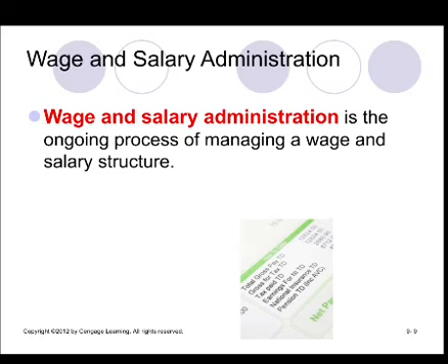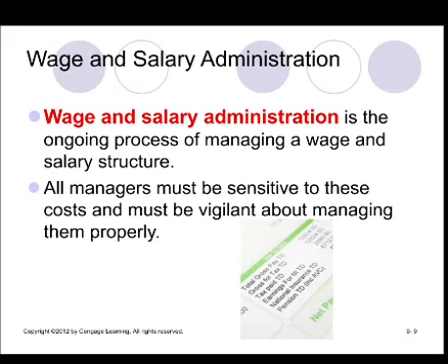Wage and salary administration is the ongoing process of managing a wage and salary structure. All managers must be sensitive to these costs and must be vigilant about managing them properly. You cannot just say, okay, 20,000 ang sweldo mo, okay na yun. No. Actually, the school will check what's the normal rate, what's the market rate of the job, and then we'll check if we could provide more or less, or if we could be competitive in terms of salary.